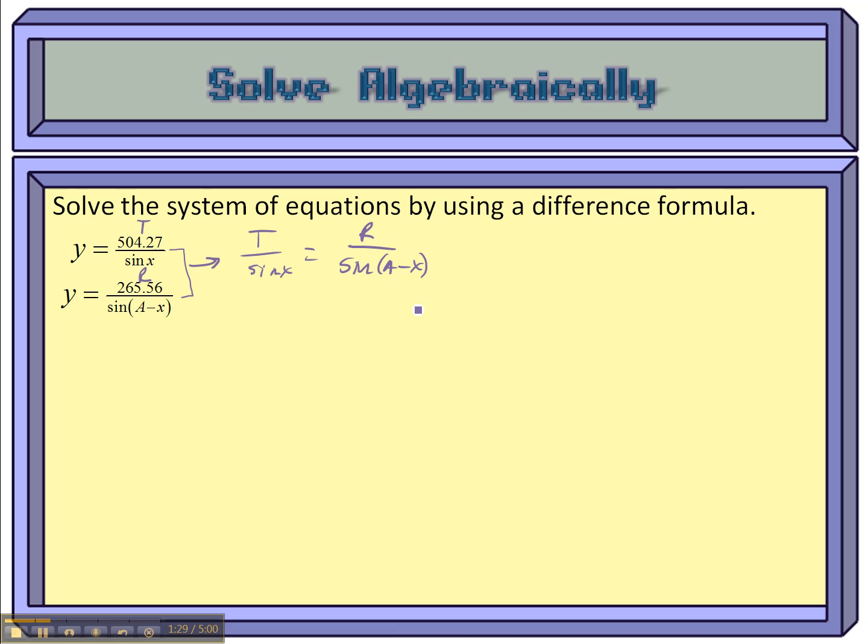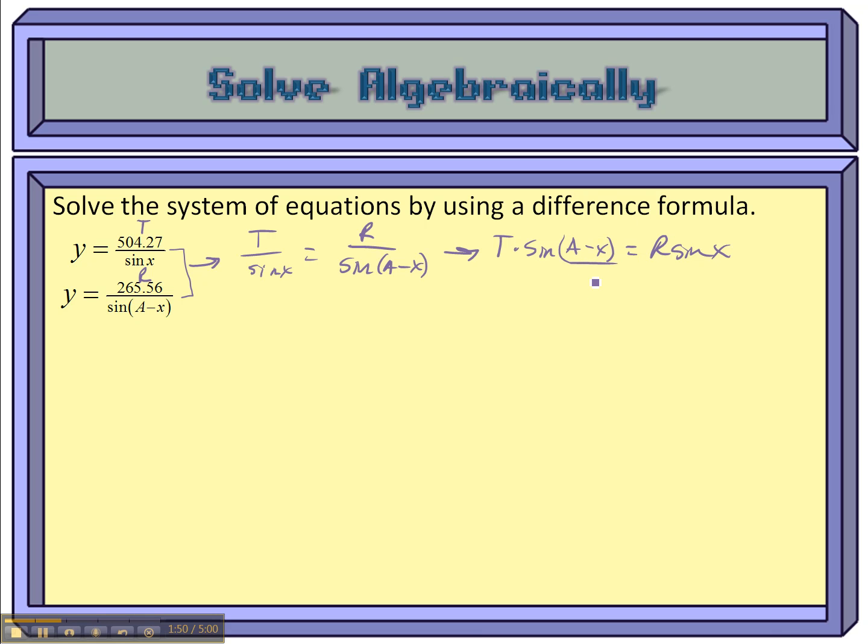You can see that kind of looks like the law of sines there. It's just a proportion. To solve a proportion, we set our cross products equal to each other. So one of them is T times the sine of a minus x. That should be equal to R times the sine of x.